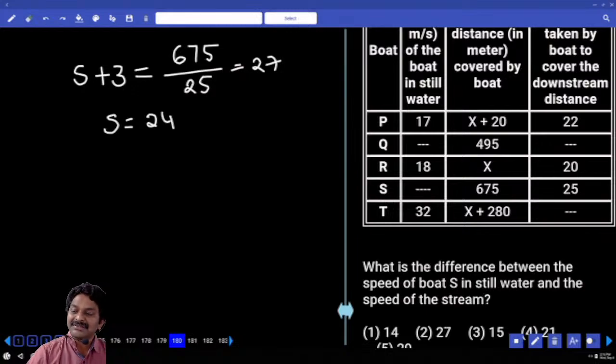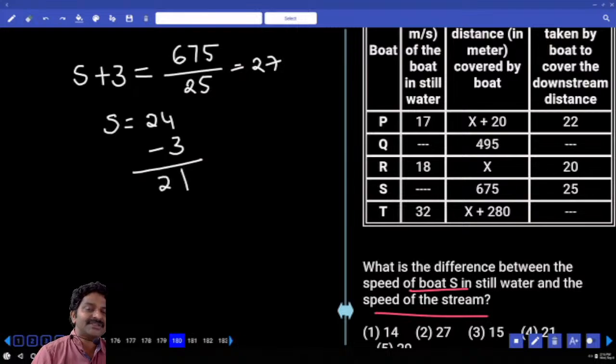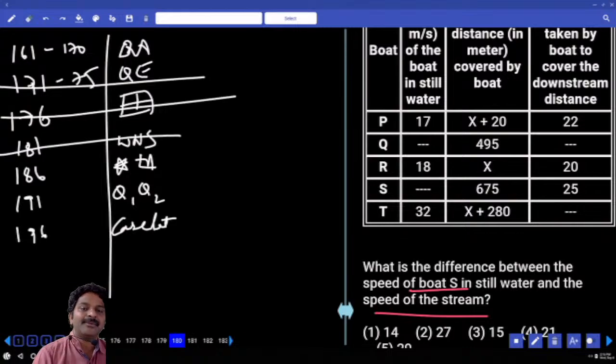Now the question is to identify the difference between the speed of S and the stream speed. How much is the stream speed? 3, and we were asked to calculate the difference, which is 21. Here S stands for the speed of the boat in still water for boat S. Right. The table is also over.